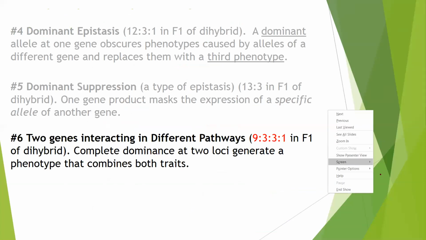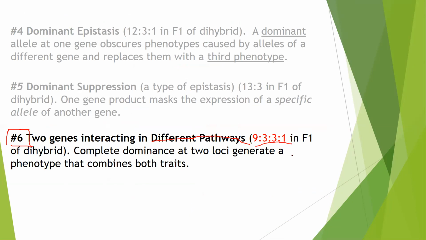The last type. We have a total of six different relationships between two genes. The last one is if the two genes are interacting in different pathways. This will give you the classical 9:3:3:1 ratio. Why? Because if these different pathways are not affecting the same phenotypes, then we can treat these two genes as independent. So this will usually give us this classical ratio.